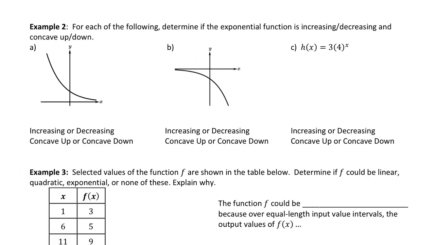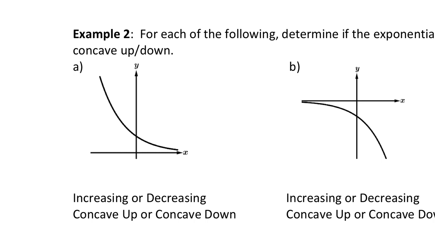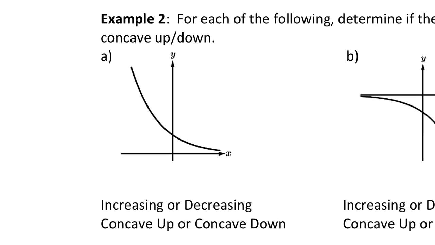We're still describing these kinds of functions. Now I just want you to use the vocabulary of increasing versus decreasing and concave up versus concave down. Don't overthink it. This graph, is it increasing or decreasing? The output values are going down, so it's decreasing. Is this concave up or concave down? Concave up. If you were making this shape with your hands, they would be touching at the wrists. That's a concave up graph. So very good. This is a decreasing concave up graph.